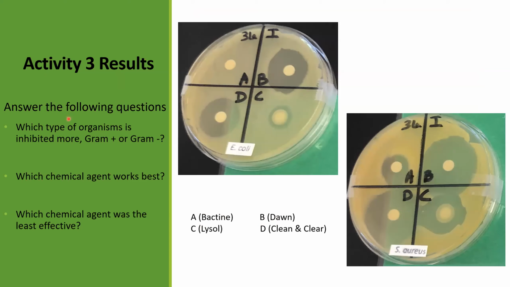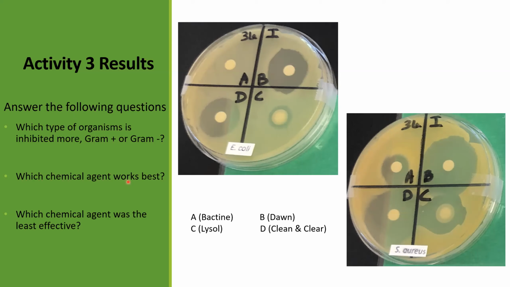So you would answer the following questions. Which type of organism is inhibited more? If we look at these two plates, we will see that our gram-positive bacteria is inhibited more. It was inhibited by all 4 agents, whereas our gram-negative bacteria was only inhibited by the antibacterial properties of B and D.